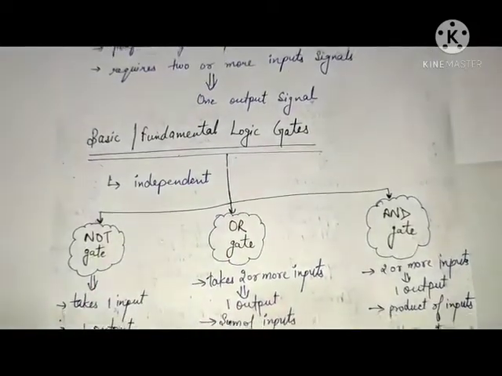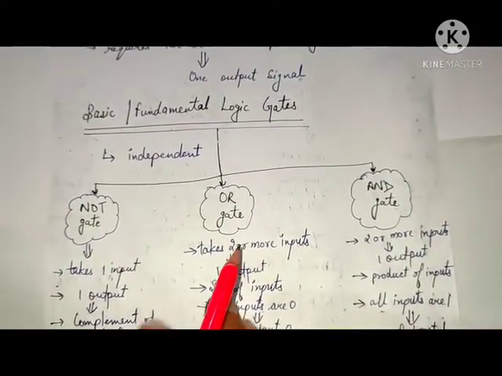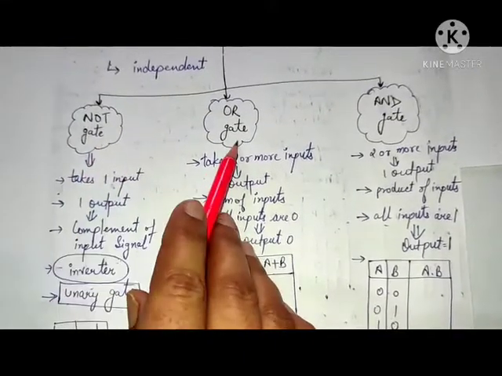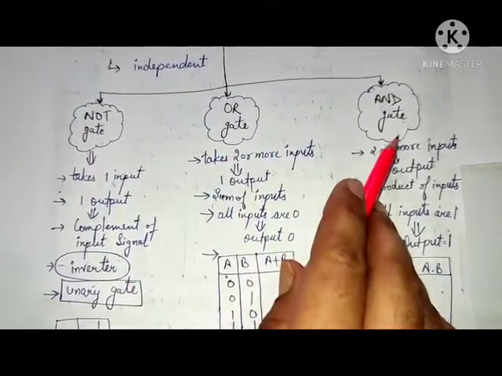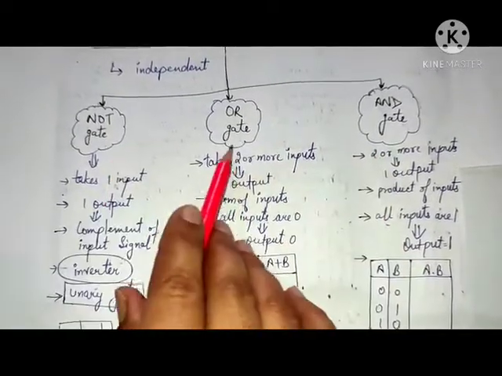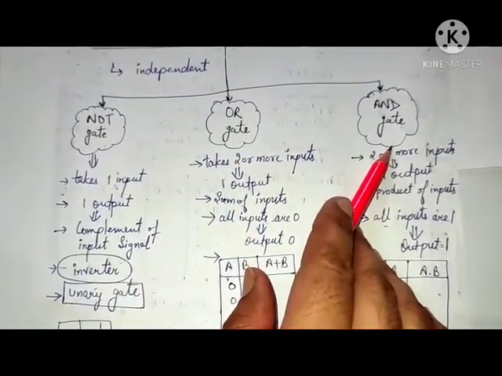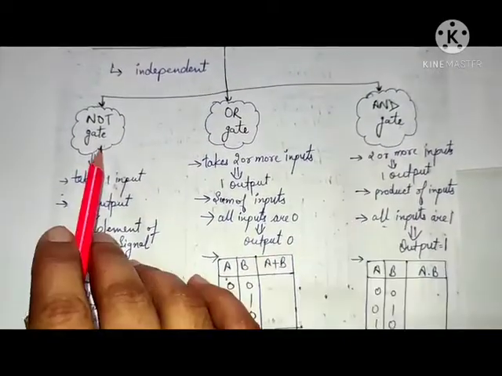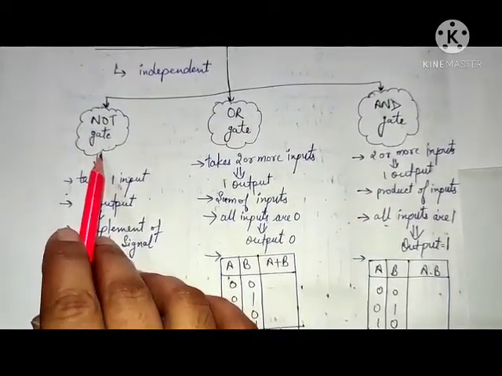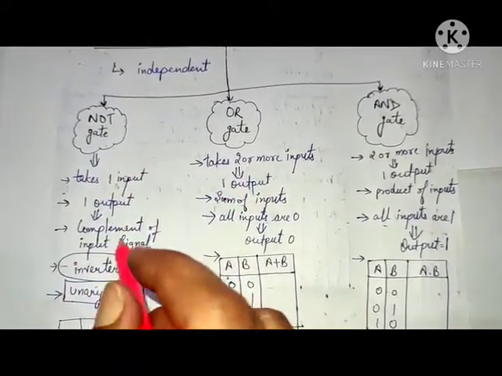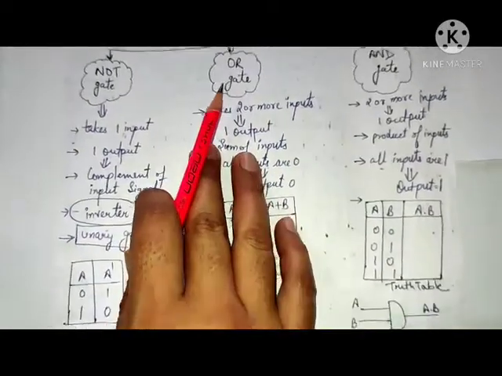There are three types of basic logic gates. First one is NOT gate, second one is OR gate, third one is AND gate. These three gates are basic or fundamental gates. These gates are independent of each other. We have to discuss the symbol as well as the truth table of each and every gate. So let's start with NOT gate.